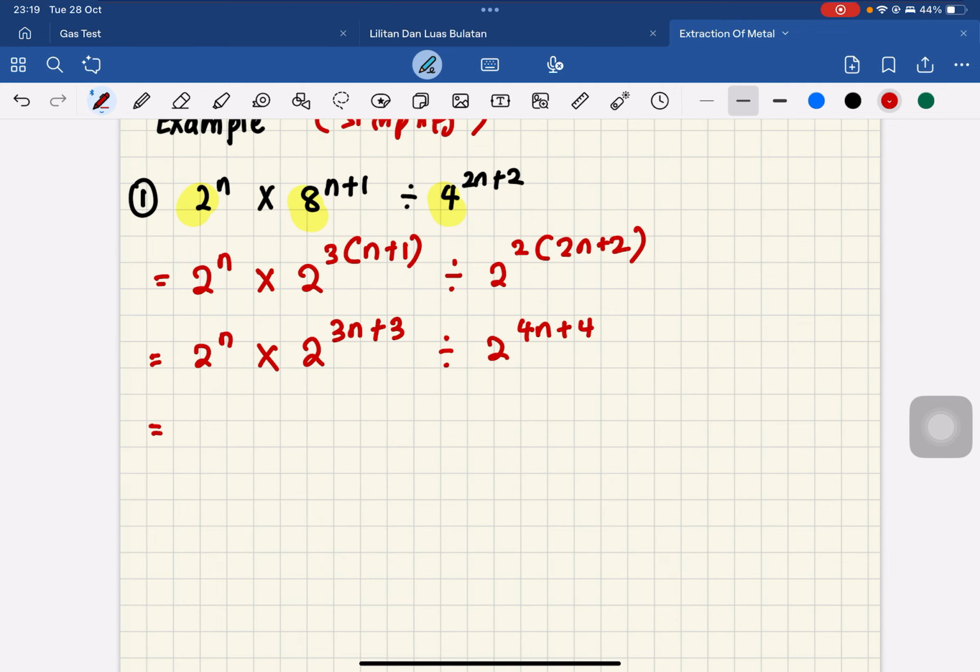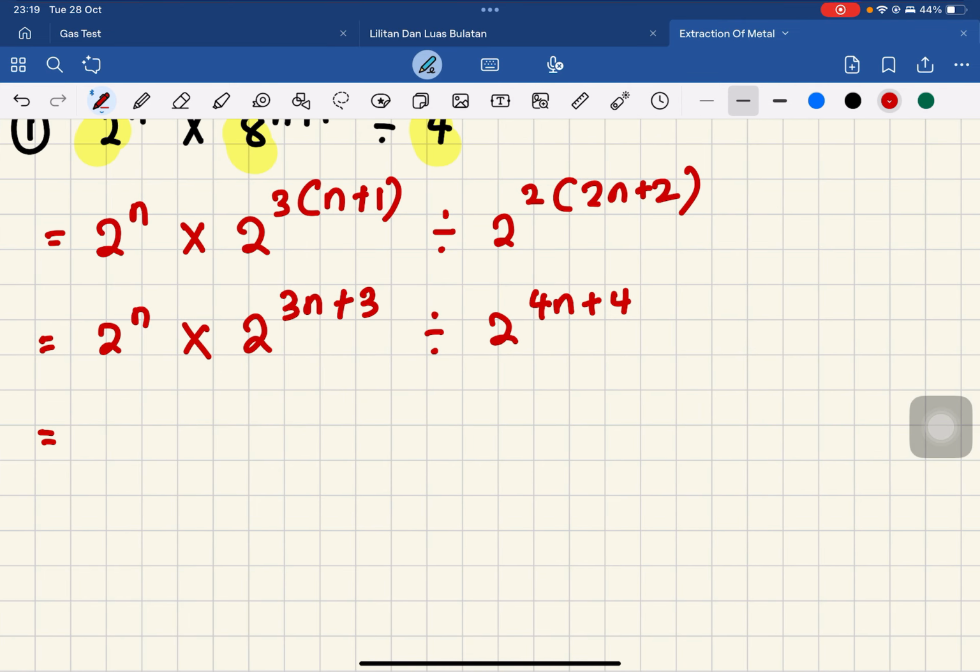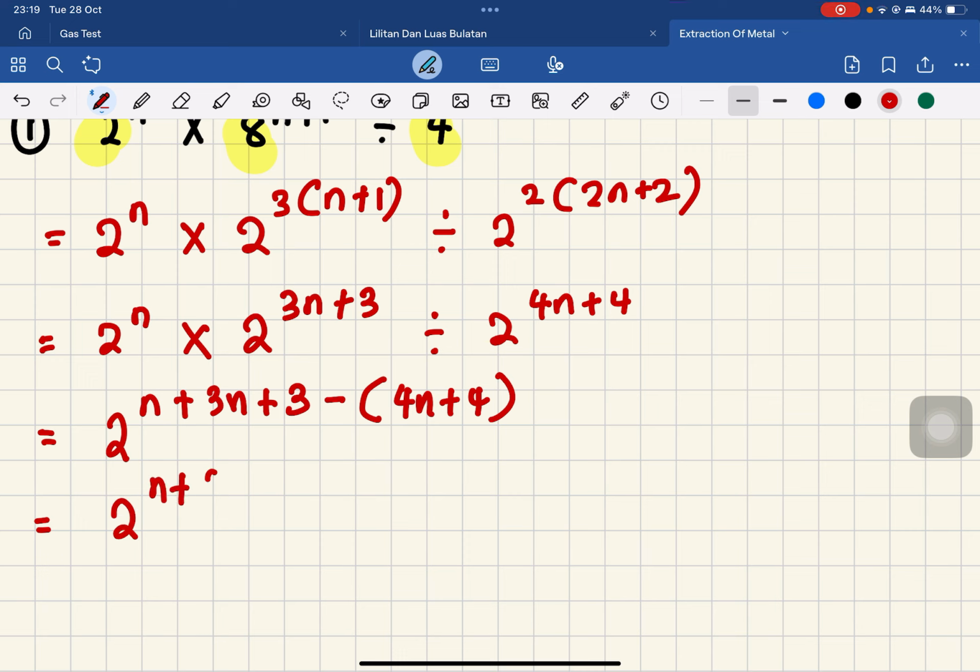So now 2 power of n, and then multiplication, meaning we're going to add the power of 3n plus 3, and then subtract, don't forget your bracket, 4n plus 4. Now we just solve the power, n plus 3n plus 3. Just to remove the bracket, you must expand, expand one by one. So it becomes negative 4n minus 4.